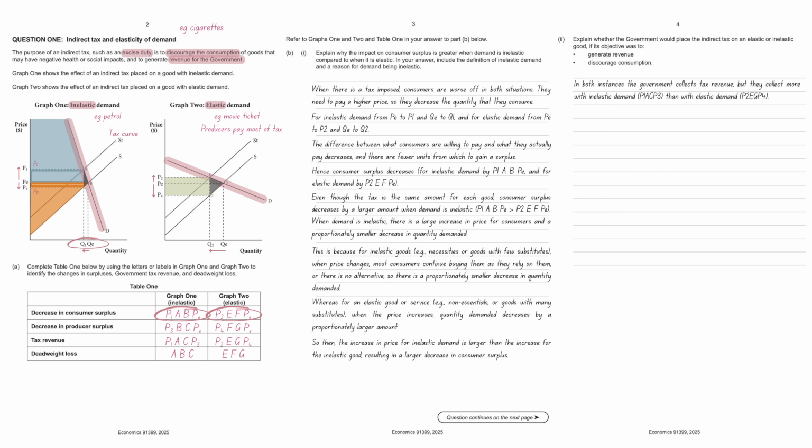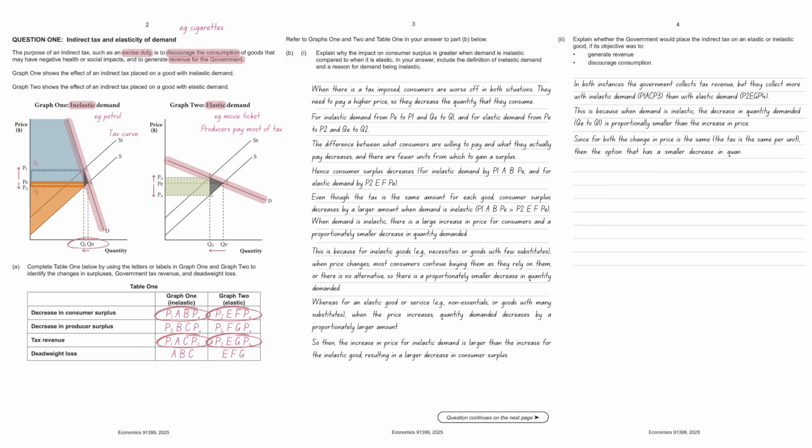So let's write in the areas that the tax revenue represent. So that is P1, A, C, P3, and P2, E, G, P4. And then let's explain that this is because when demand is inelastic, the decrease in quantity demanded, so that is QE to Q1 on the graph, is proportionately smaller than the increase in price. For both, the change in price is the same, which is saying that the tax is the same for each situation, so the change in price doesn't actually matter. So we just have to look at the quantity. Therefore the option which has the smaller decrease in quantity, which is the inelastic option, will generate more tax revenue. So that was the first bullet point.